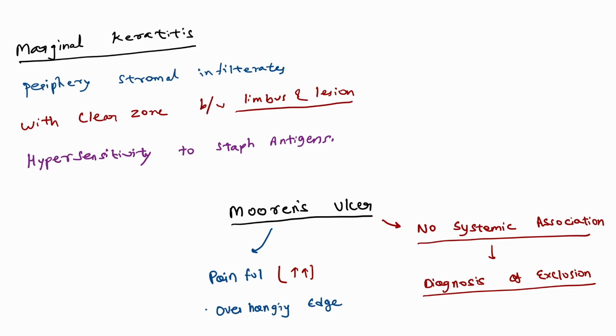Now, second is the Mooren's ulcer. This is very different from the PUK. In PUK, there should be some systemic association. If there is no systemic association, we will call it Mooren's ulcer. That is, it is idiopathic. We don't know the exact cause, and it is extremely painful, and it has characteristic overhanging edges. This is a diagnosis of exclusion. When you have ruled out all the systemic disorders, when everything comes negative, then we'll say this is Mooren's ulcer, not PUK. So what is the key point? Mooren's ulcer has no systemic association, whereas PUK will have systemic association.